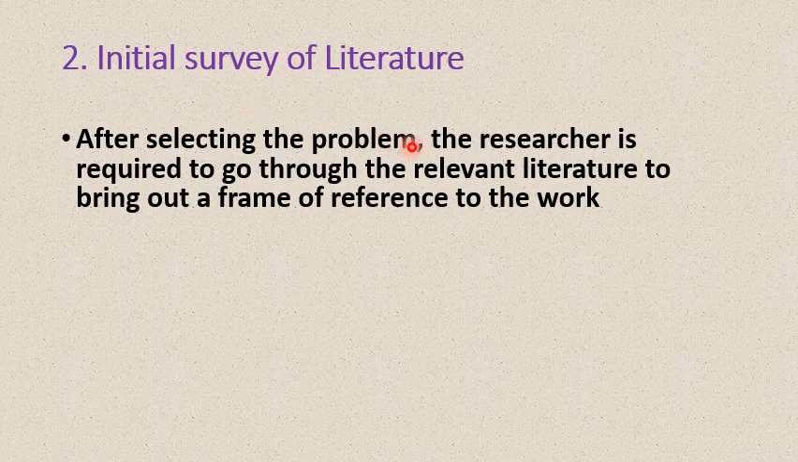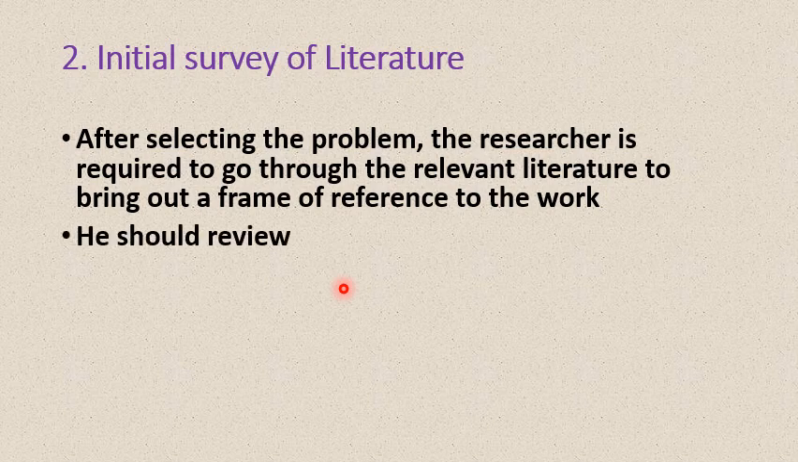Second step is initial survey of literature. After selecting the problem, the researcher is required to go through the relevant literature to bring out a frame of reference to the work. That means after selecting a problem tentatively, the researcher has to review the literature. This initial review of literature is required to understand more about the topic. It is the base for every research. So before starting the research, we have to understand the concepts involved in the topic. We have to analyze the scope of the topic, etc.